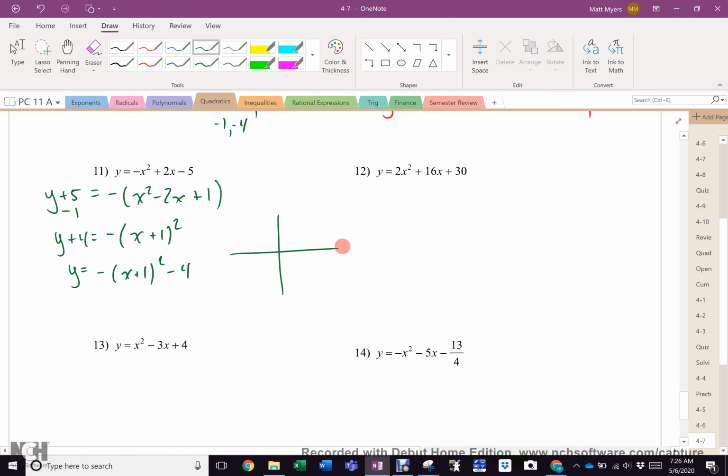Then I graph it. (Negative 1, negative 4). My y-intercept is negative 5, which makes sense because when I go over 1, I should go down 1. I drew that badly. (Negative 1, negative 4), negative 5. So this is (negative 2, negative 5).